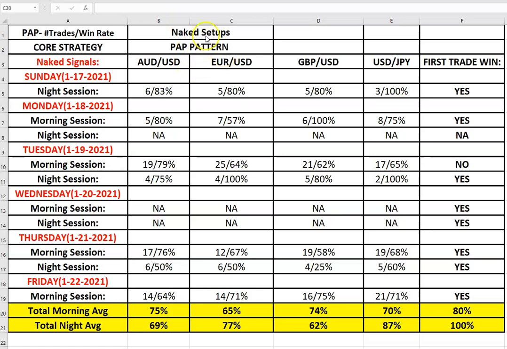And when we say naked, that means that we're just basically looking at the winning percentage based on whether the setup came in as a buy or a short. If you were to just trade it blindly, which we do not recommend, these are the percentages. So the point of showing this is that even as a newbie trader, we'll put the odds in your favor.